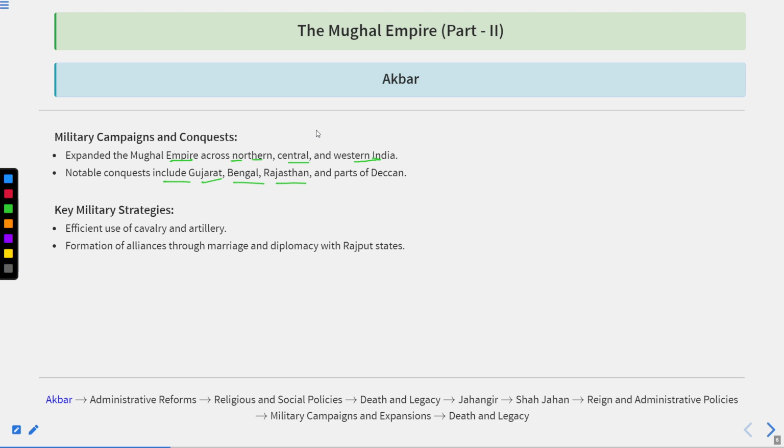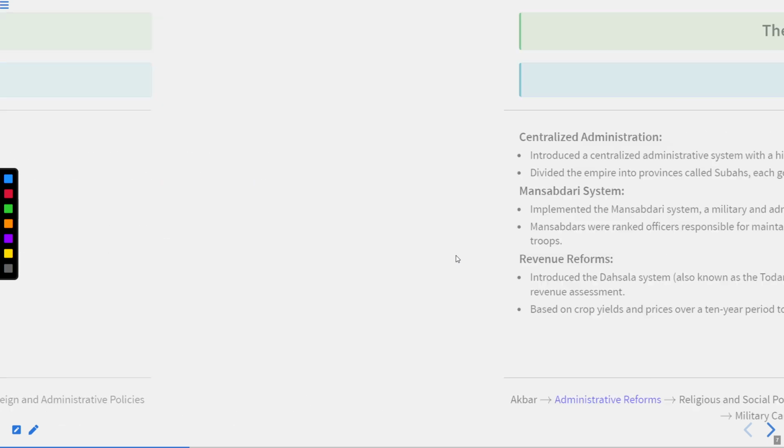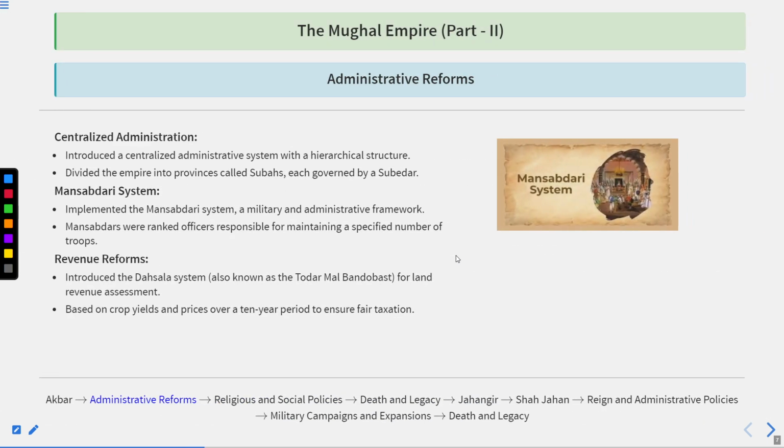What are the key military strategies used by Akbar and other Mughal rulers? Key military strategies: efficient use of cavalry and artillery, and formation of alliances through marriage and diplomacy with Rajput states also. So he basically formed diplomatic alliances with Rajput states through matrimonial or marriage proposals. Clear? Now, next is what are the administrative reforms done by Akbar.